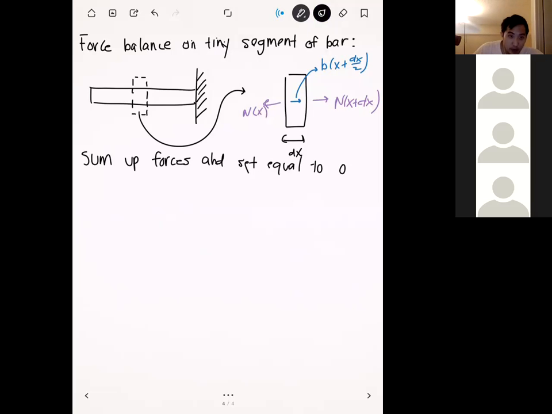And so what we have here is a minus n of x on the left-hand side, and a positive n of x plus dx. Notice that I'm adding dx to these because they're at different x coordinates. That's why we have a minus n of x, where the x coordinate is x, and then as we move to the right side of the segment, we have n of x plus dx. For the body force, we're evaluating this in the middle of the segment, and that's why I call it b at x plus dx over 2.